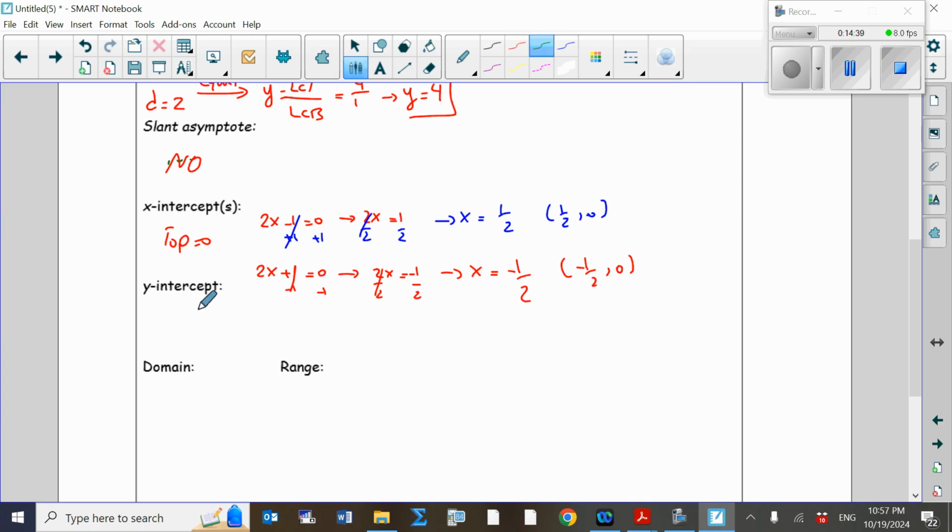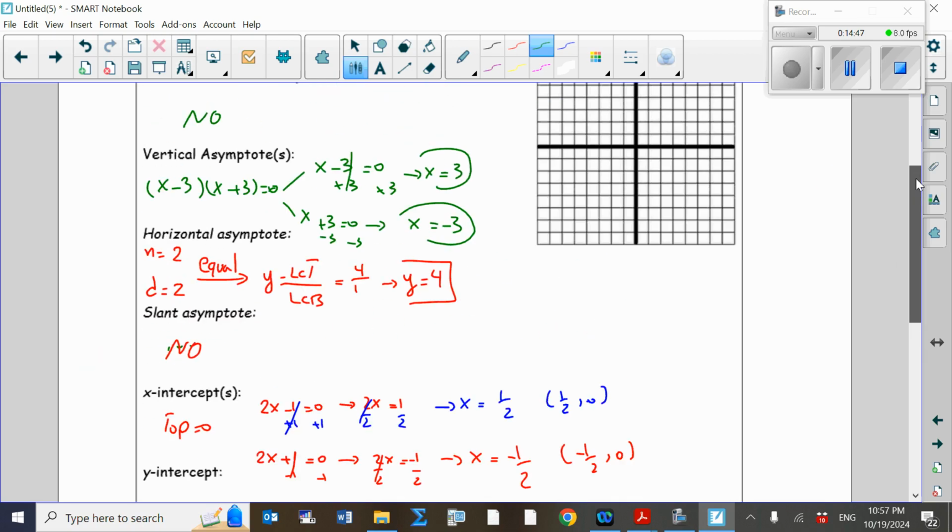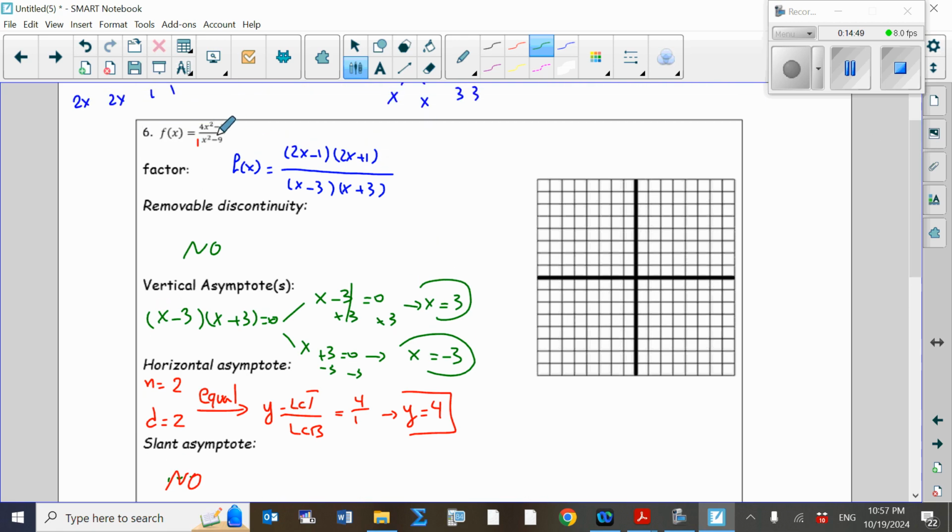To find the y-intercept, you plug in x equal to 0 into the function and find the y. You can plug in x equal to 0 into any of these, like the original function or the factored form. I think the original one is easier because there's going to be less operations. Just plug in x equal to 0 into the original function, the standard form.